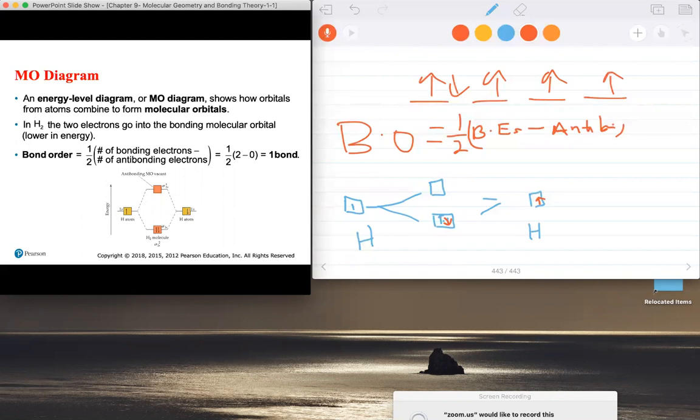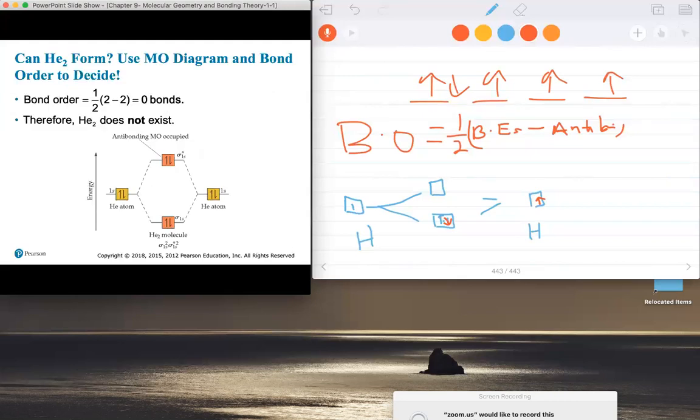So with that, you should be able to understand what is meant by bonding and antibonding electrons in order to determine the bond order. Let's see now the plot for helium. Helium is number 2 on the periodic table. If you try to determine the bond order by drawing the molecular orbital diagram, there are 2 electrons from each helium atom to form the molecule.